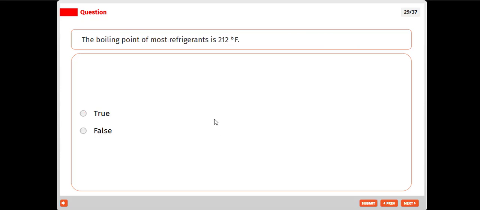The boiling point for most refrigerants is 212 degrees Fahrenheit.